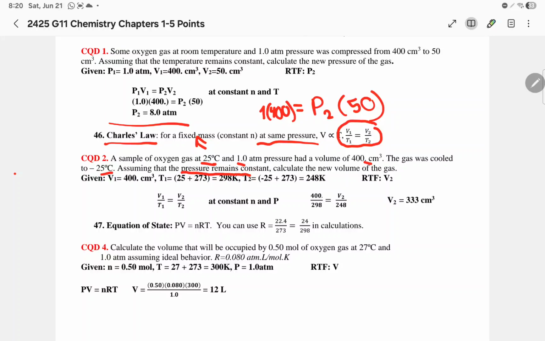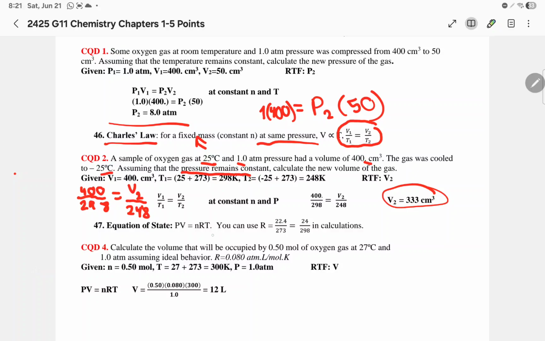Calculate the new volume. So we said our volume 1 was 400 over 25 Celsius. But you have to take it in Kelvin. You cannot take it in Celsius if I'm not wrong. I think you have to take it in Kelvin. So plus 273 gives you 298 equals V2 over negative 25 plus 273 is 248. Cross multiply on your calculator. V2 is gonna be 333 centimeters cubed.